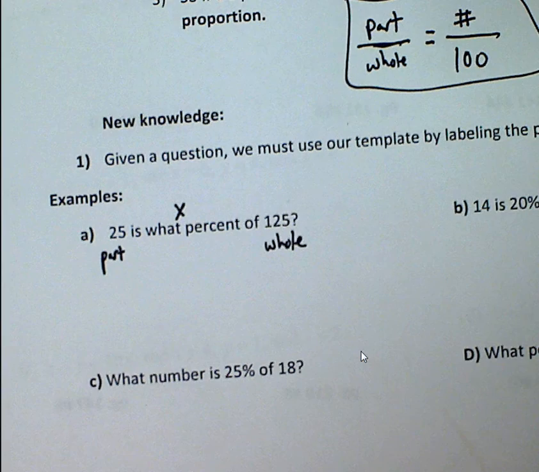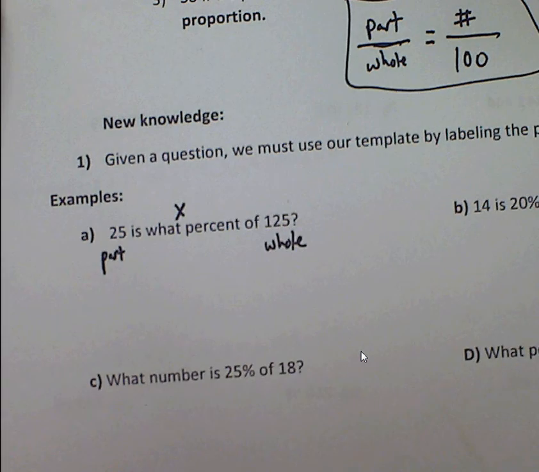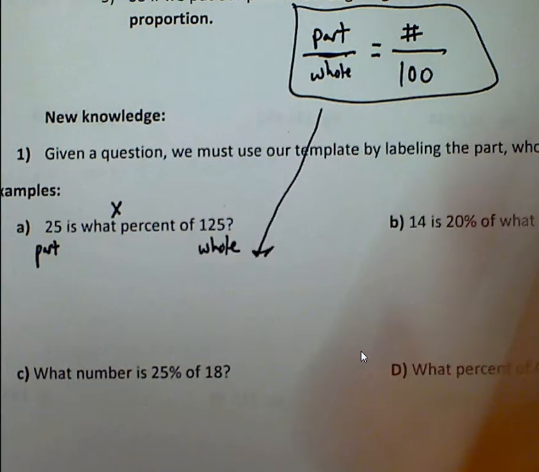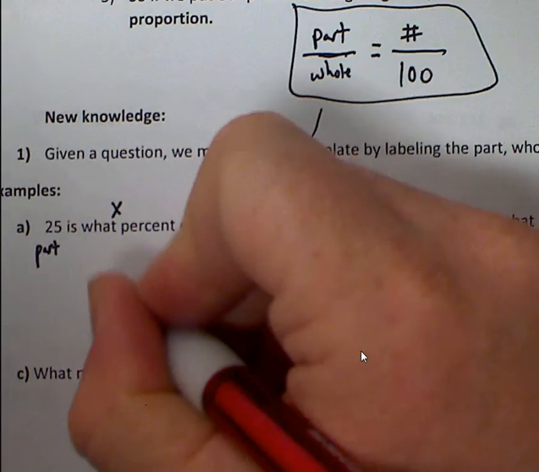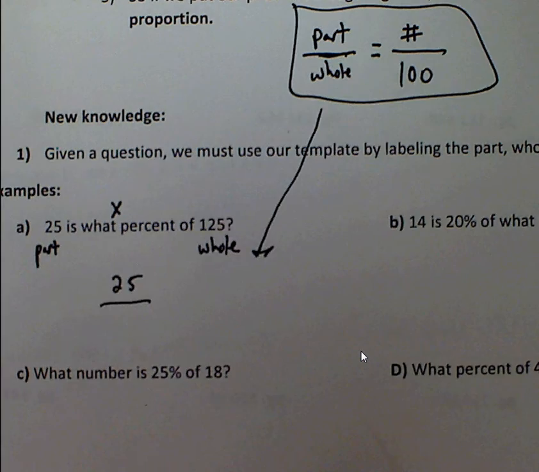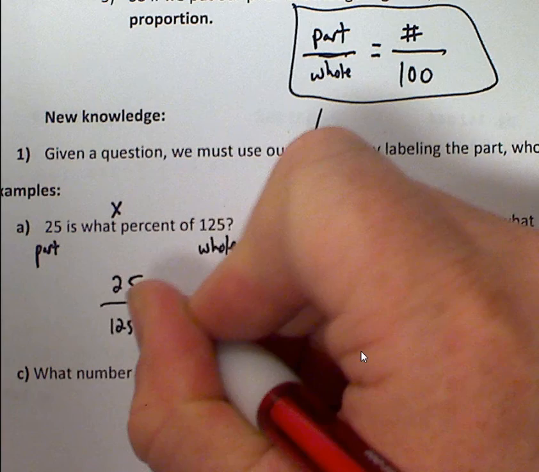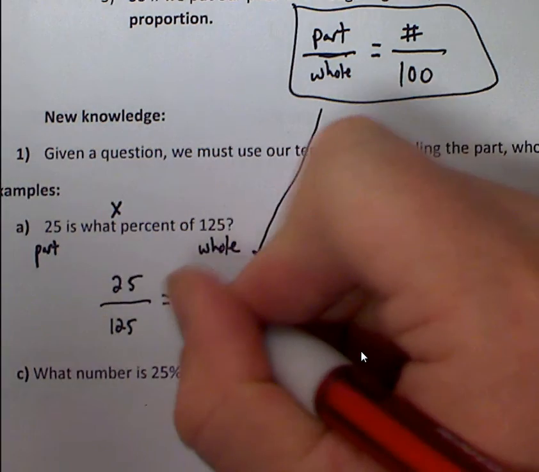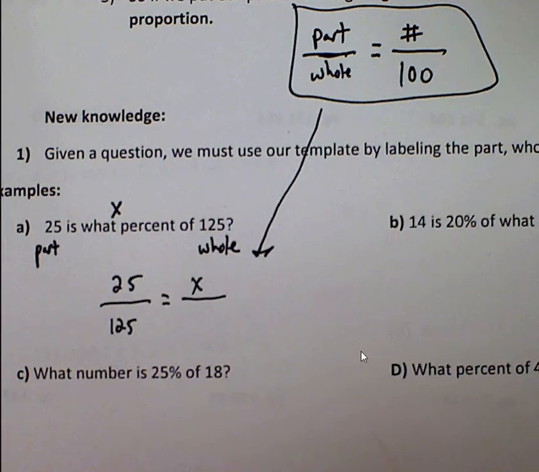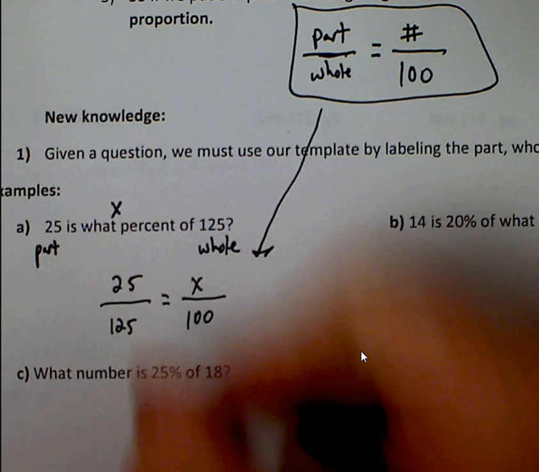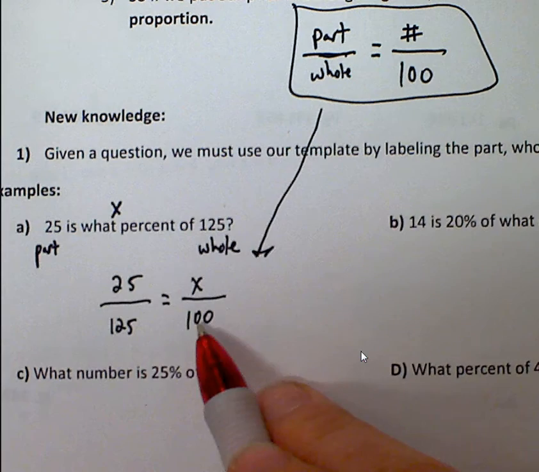It's out of 125. So if this is my template that I will use, my part would be 25, so that goes on the upper side. My whole is 125. My percent is what I was not given, and it's always over 100. Now I can go ahead and solve this proportion.